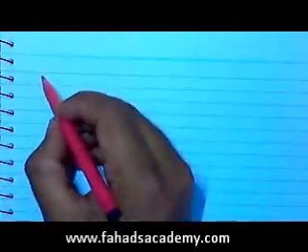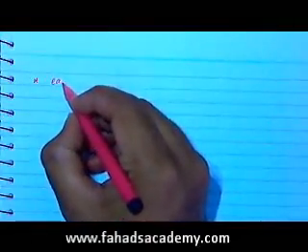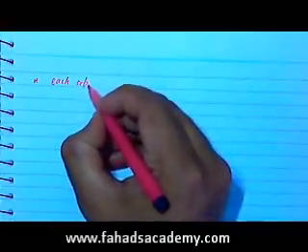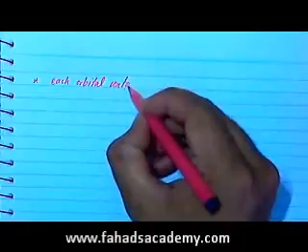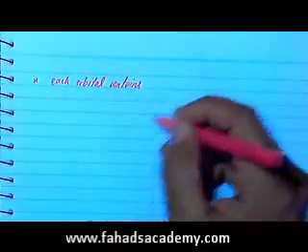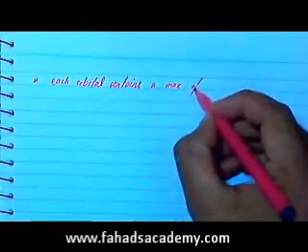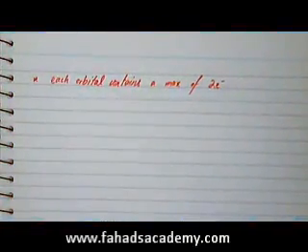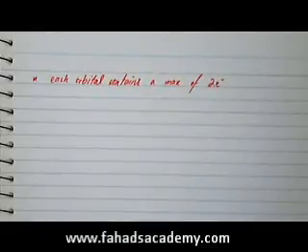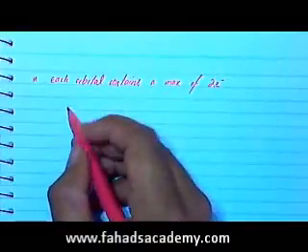Remember one thing, I'll start writing down points. Each orbital contains a maximum of 2 electrons. This is an important point, that each orbital is going to have a maximum of 2 electrons in it. Let's start off with the first orbital.